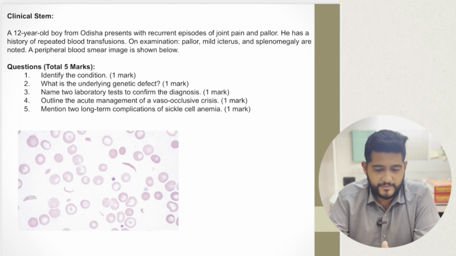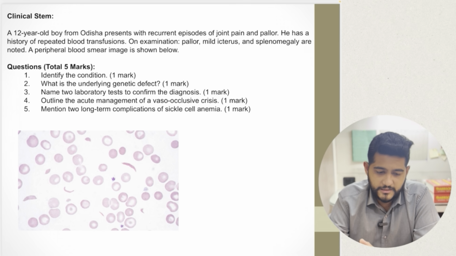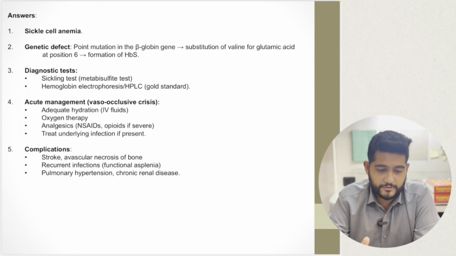It's very clear from the PBS study and from the history also. There is a repeated blood transfusion history, there is pallor, mild icterus, splenomegaly, and clearly you can see sickle-shaped cells in the PBS study. So it's a no-brainer for a diagnosis of sickle cell anemia. But now comes the question part which you have to answer correctly. So, as is straightforward from the question, it is sickle cell anemia.